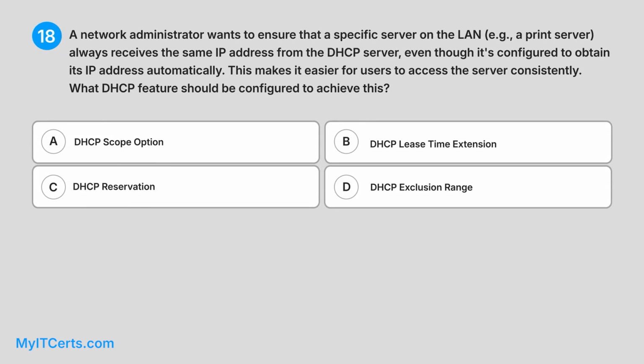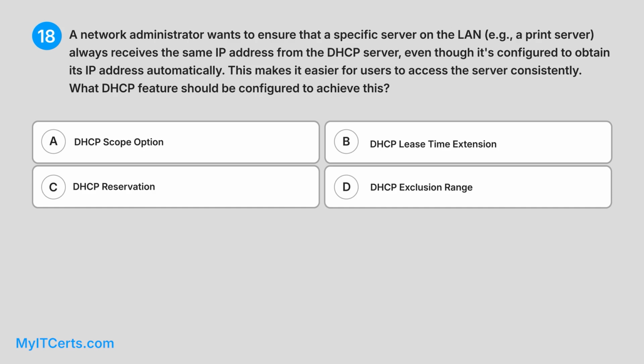18. A network administrator wants to ensure that a specific server on the LAN, for example, a print server, always receives the same IP address from the DHCP server, even though it's configured to obtain its IP address automatically. This makes it easier for users to access the server consistently. What DHCP feature should be configured to achieve this?